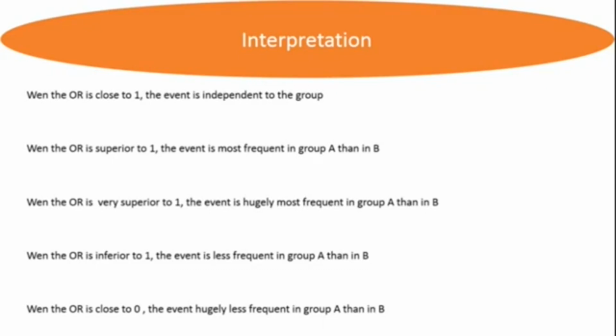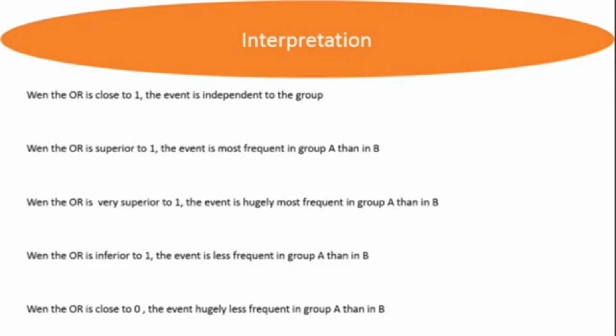But if you have the contrary, an odds ratio that is superior to 1, we can say that the event is more frequent in group A than in group B. That means that belonging to group A is at risk. When one tends to belong to group A, it increases your probability to have a disease if you stay in an epidemiology situation. And the other situation is when we have the odds ratio that is much higher than 1, so that means that the event is hugely more frequent in group A than in group B. So we have also a case where the odds ratio is inferior to 1. We can say that the event is less frequent in group A than B.